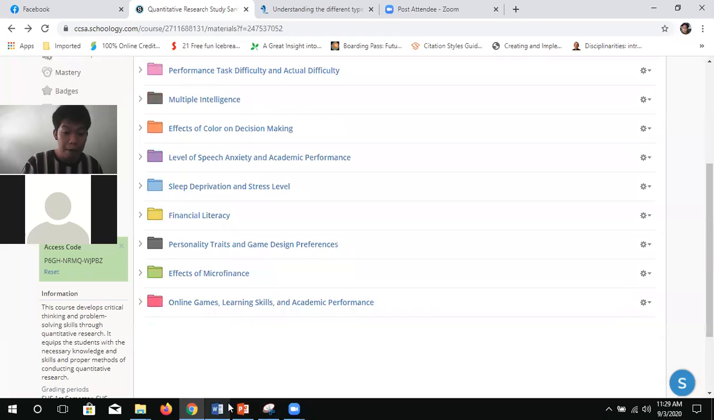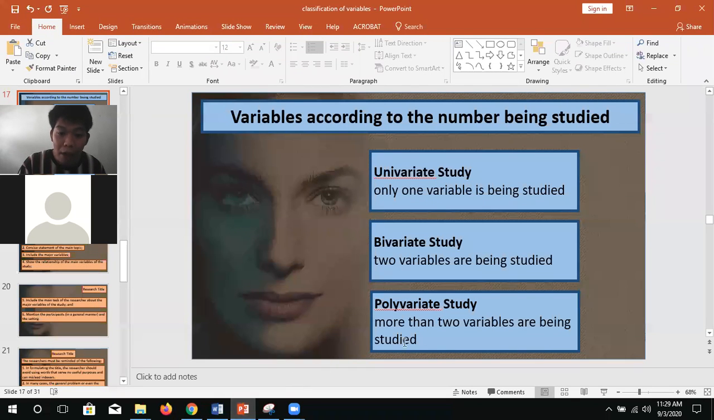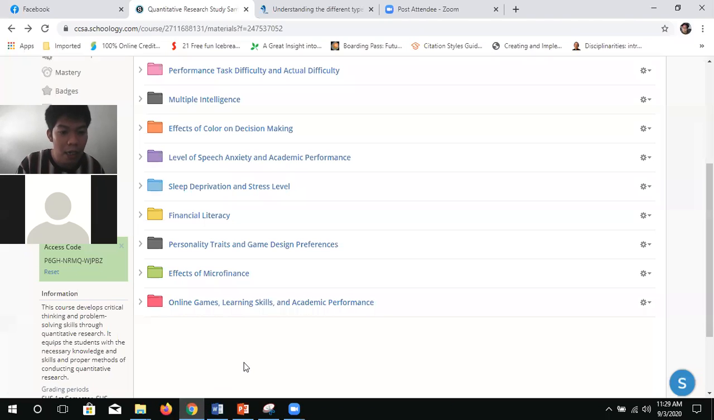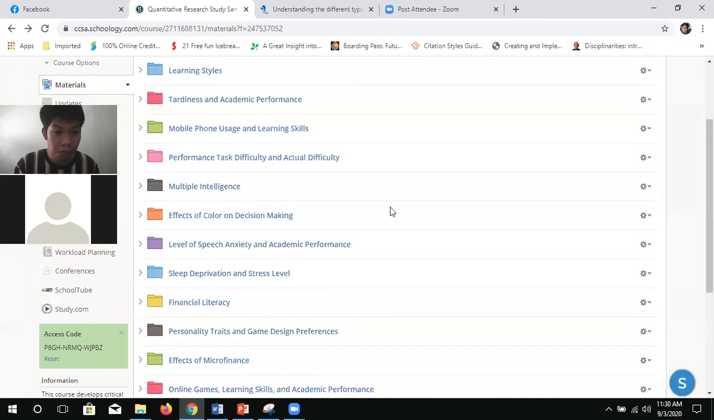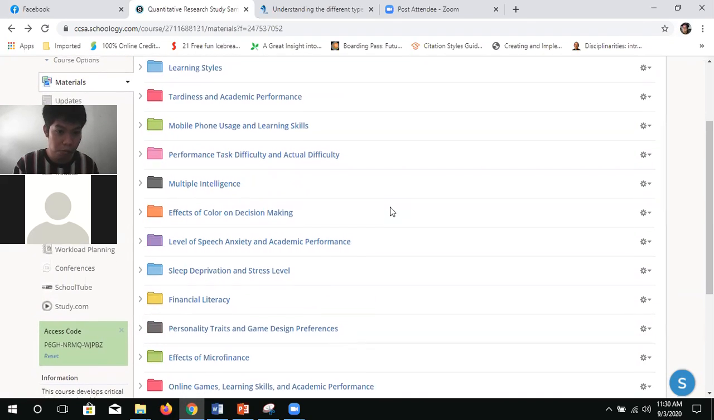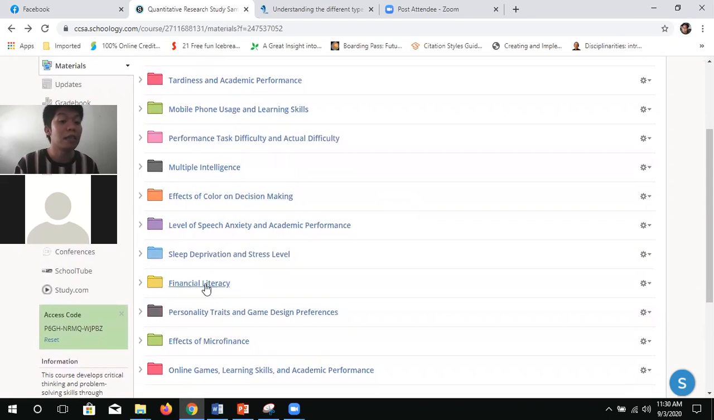Sa polyvariate study, more than two variables. Itong kanila, sa ganito. Itong online games, learning skills, and academic performance. Tatlong variables ito. Itong financial literacy, tatlong variables ito: the gender, the year level, at saka literacy level ng respondents.